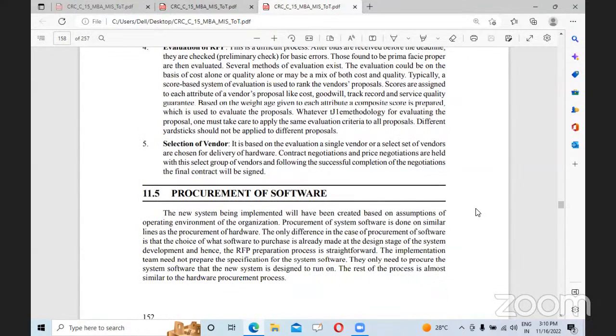In the selection of a vendor, based on the evaluation, a single vendor or a select set of vendors are chosen for delivery of hardware. Contract negotiations and price negotiations are held with this select group of vendors, and following successful completion of the negotiations, the final contract will be signed.